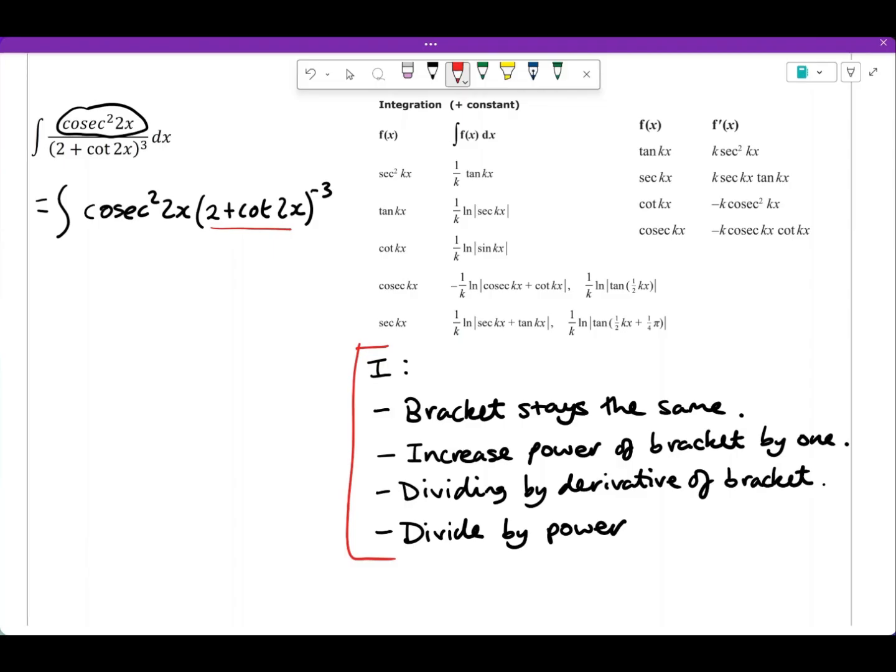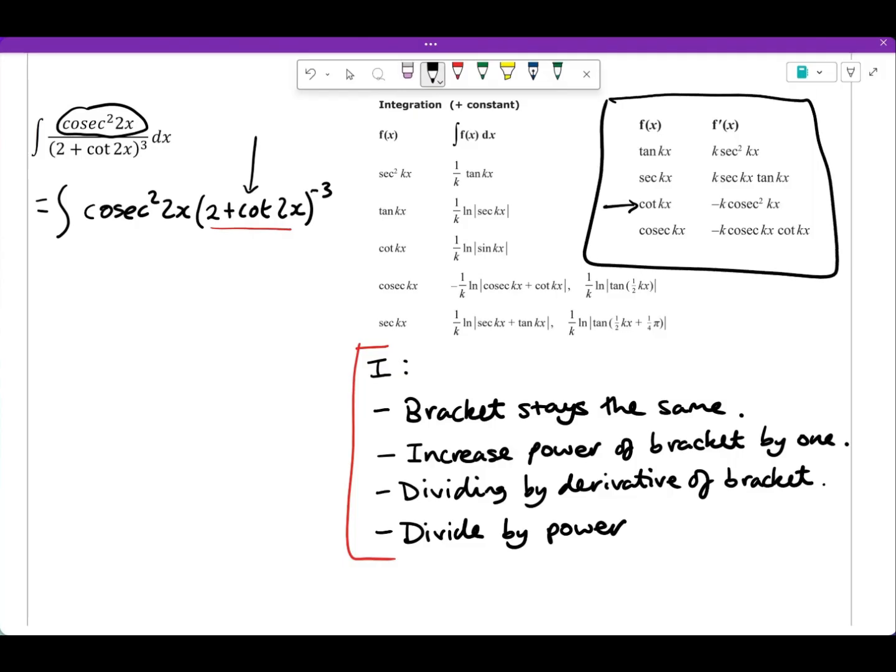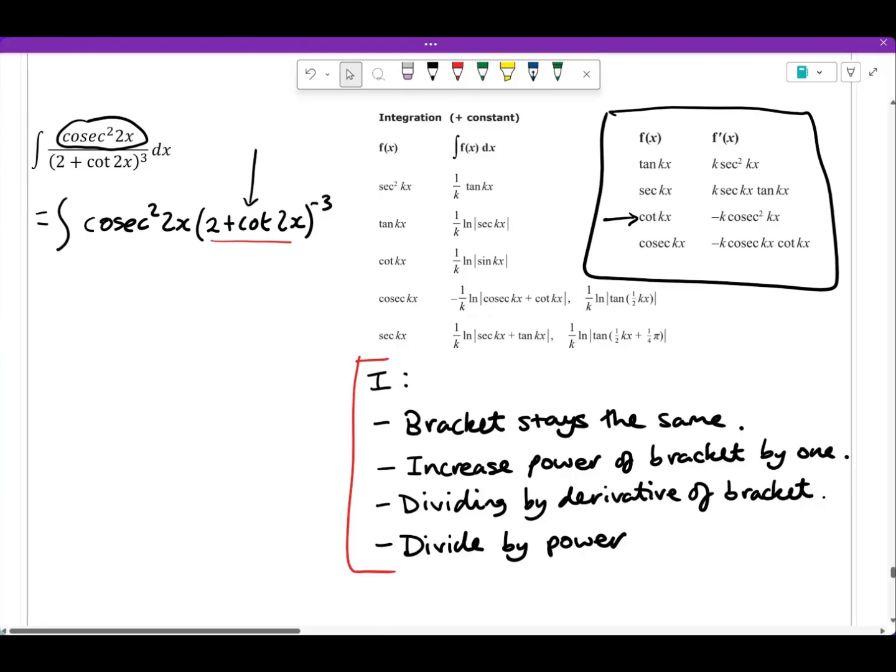So what we're now going to do is our check for the reverse chain rule. So I'm going to differentiate what is inside my brackets here and see what I get. Well, when I differentiate 2, that's a constant, so that becomes 0. So I'm just going to have to concentrate on the cot 2x. Well, if I look at my derivatives over here, cot to the power of 1 is here, and it differentiates to negative cosec squared. So I know when I do this derivative, I'm going to get negative cosec squared.